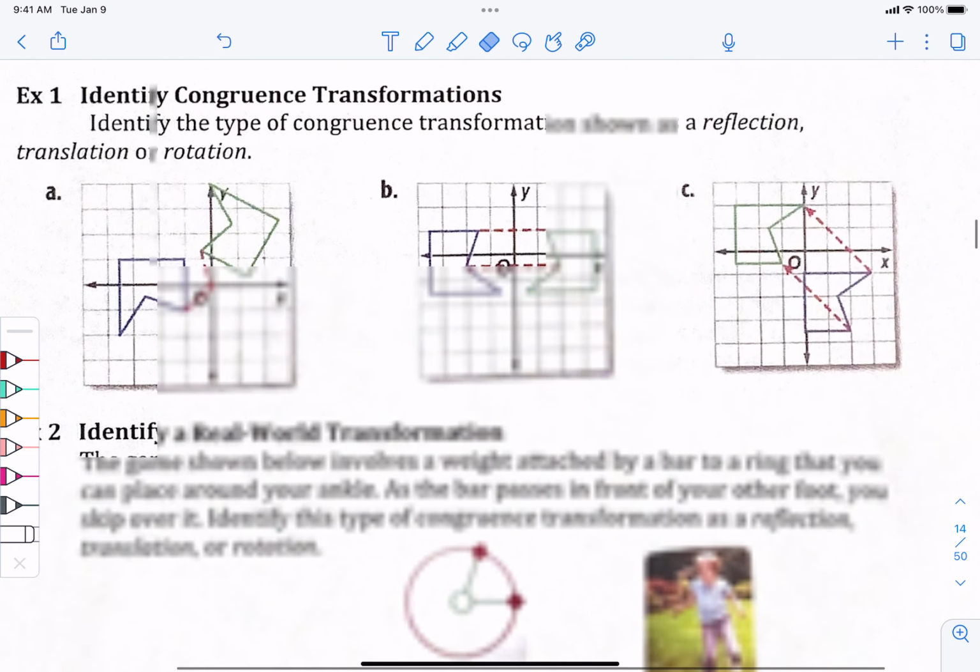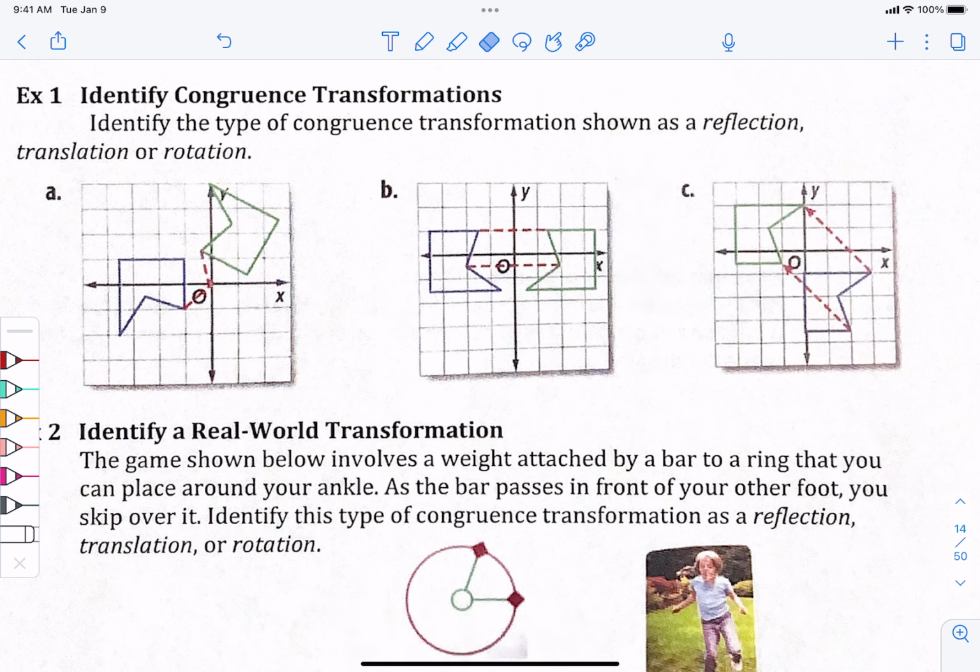All right, here's what I want you to do. A, B, and C are simply asking, this is what the majority of your homework assignment is asking. They'll give you two figures and they'll say, is it a reflection, is it a translation, or is it a rotation? Label them. I'll give you 15 seconds. Is it a reflection? Is it a translation? Is it a rotation? Go.